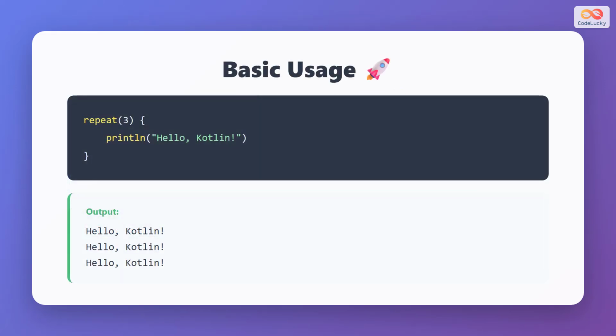Let's look at the simplest way to use repeat. In this example, we call repeat with the number 3, followed by a lambda that prints the text, "Hello, Kotlin." The result is that our print statement executes exactly 3 times. Notice how we don't need to manage any loop counters or worry about the iteration logic. The repeat function handles everything for us. This makes our code cleaner and easier to read. The output shows "Hello, Kotlin," printed 3 times consecutively. This basic pattern is perfect for situations where you simply want to perform an action a fixed number of times.